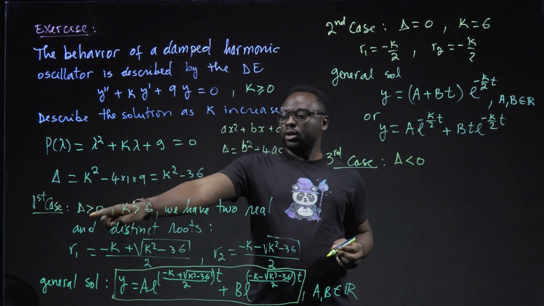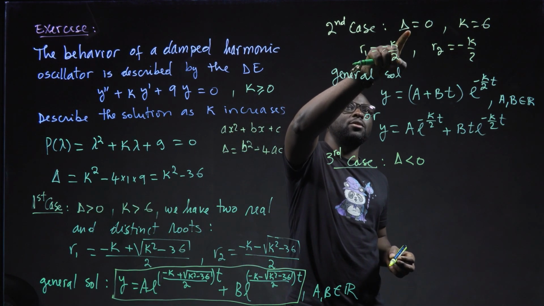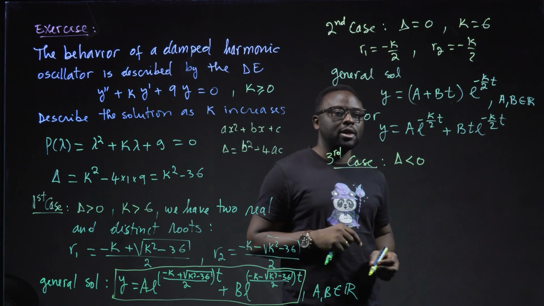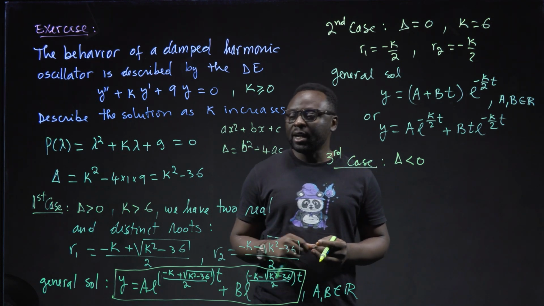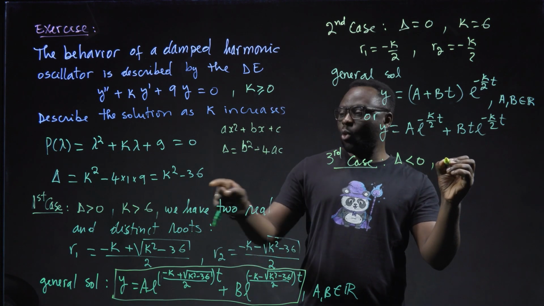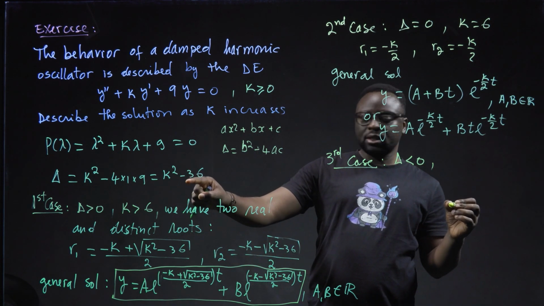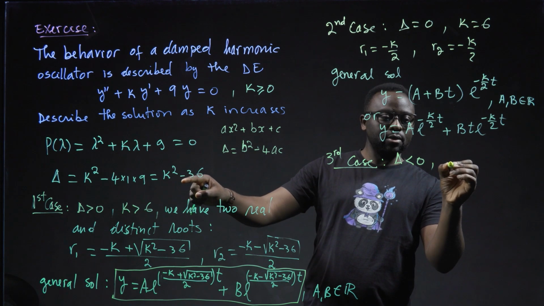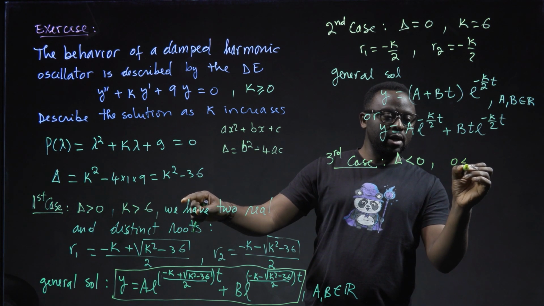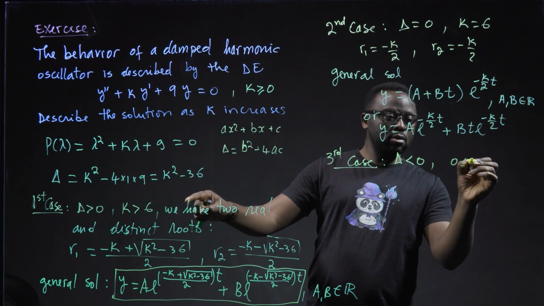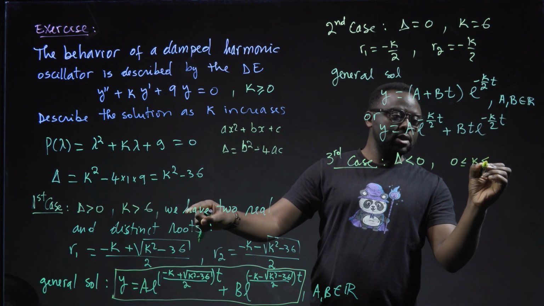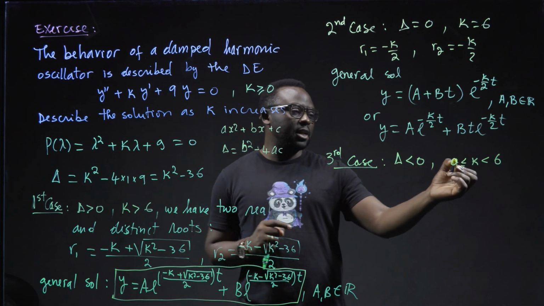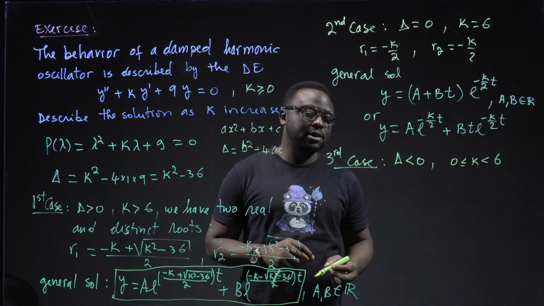So we've started with discriminant positive, discriminant 0 for the second case, and now we are dealing with the last case, when the discriminant is negative. If the discriminant is negative, it means k squared minus 36 is negative. So knowing that k is greater than 0, this is the scenario where k is between 0 and 6. Okay? So if delta is negative, then k will be between 0 and 6.